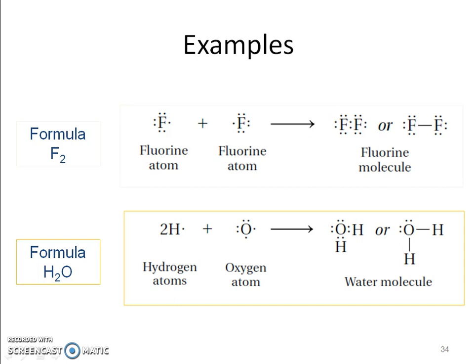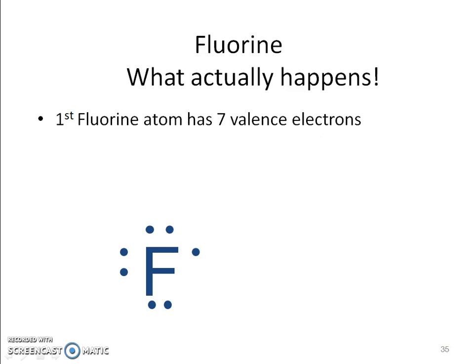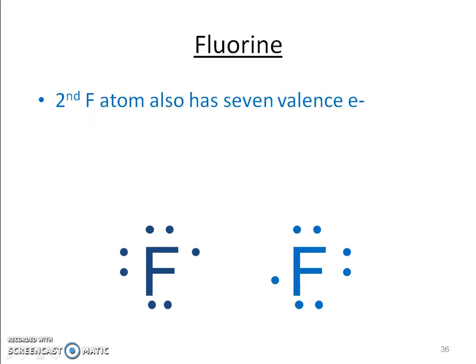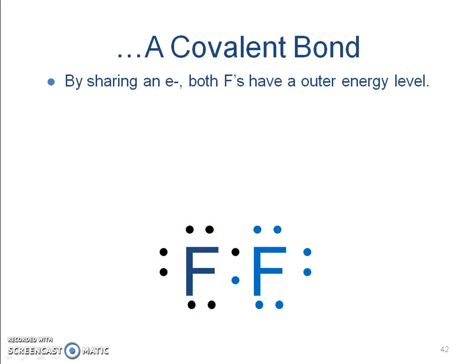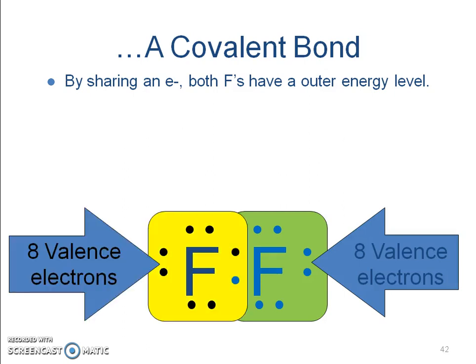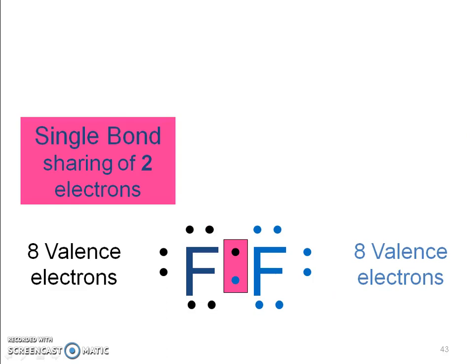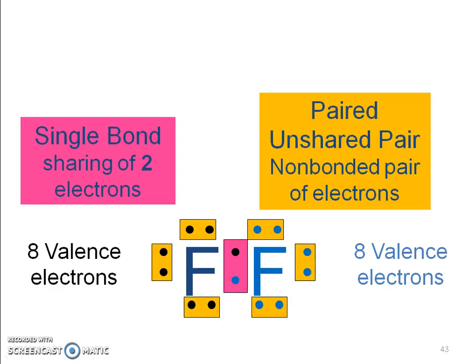So here's an example of fluorine forming F2 and water forming. So how does this actually happen? Well, you have fluorine with 7 valence electrons, you got another guy with 7 valence electrons, so what actually ends up happening is they get closer together, voila, they form that bond because now they are both sharing, and if they're both sharing, they both now obtain those 8 valence electrons because they're sharing that single bond in the middle. So you can show that by 2 dots or you can show that by a line.